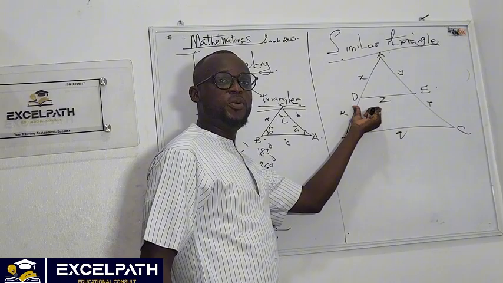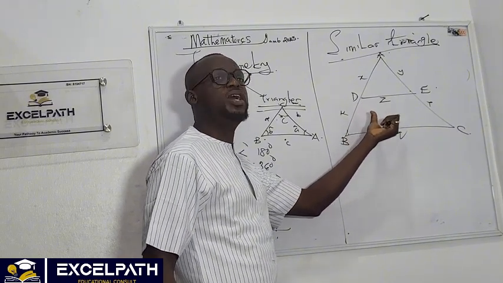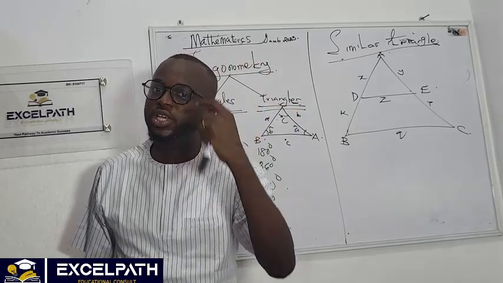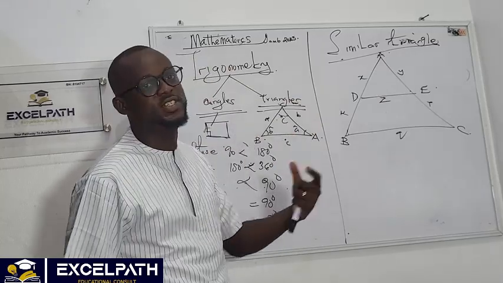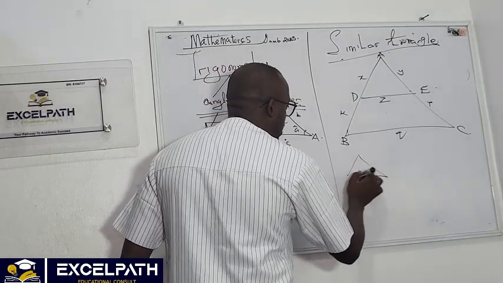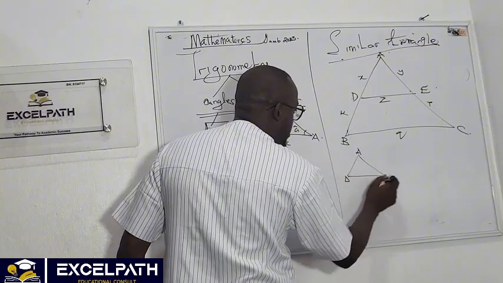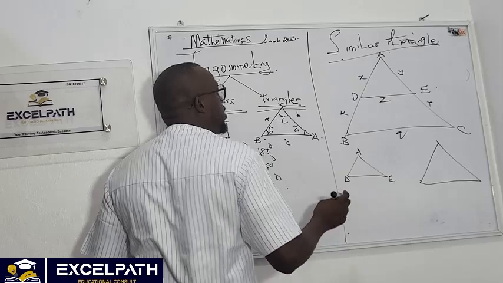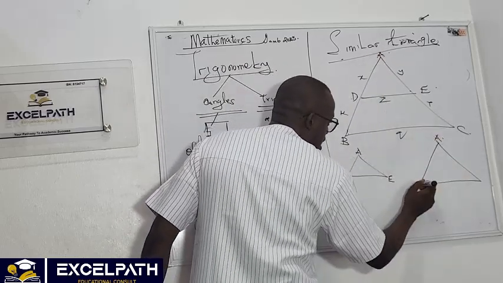I always tell people that when you see a diagram in mathematics, you should have eyes and you should always see. So someone like me, I have eyes, I can see. It's two triangles. The first triangle, it is A, D, E. The second triangle I can see here, it is A, B, C.